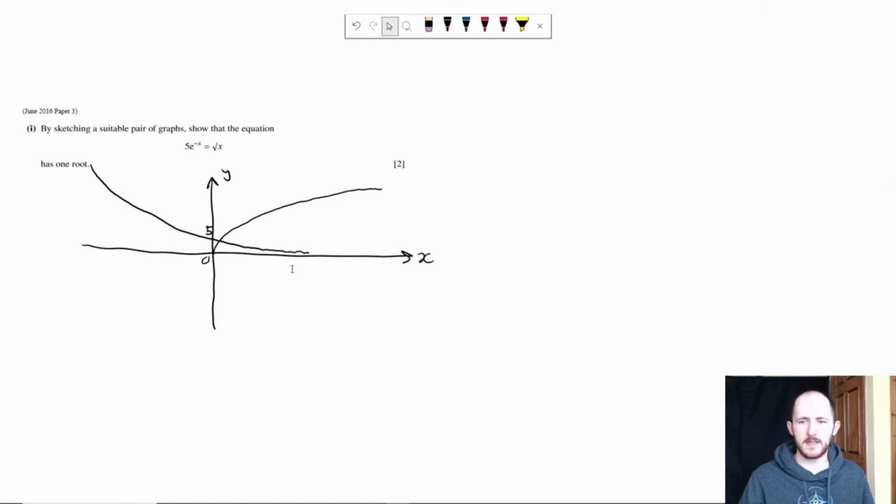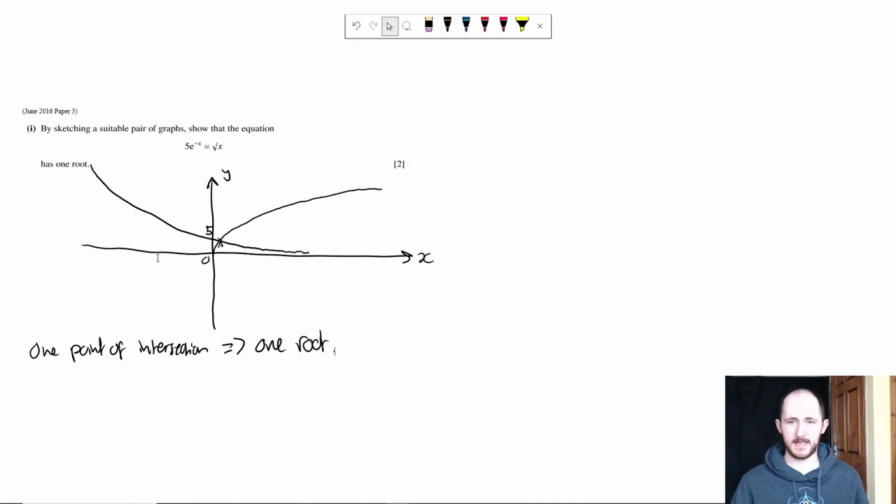Perfect. So if you notice, there's only one time that they'll ever cross, and they'll never ever cross again. So again, we're just going to write one point of intersection means 1 root. Okay, so that should be nice and easy.